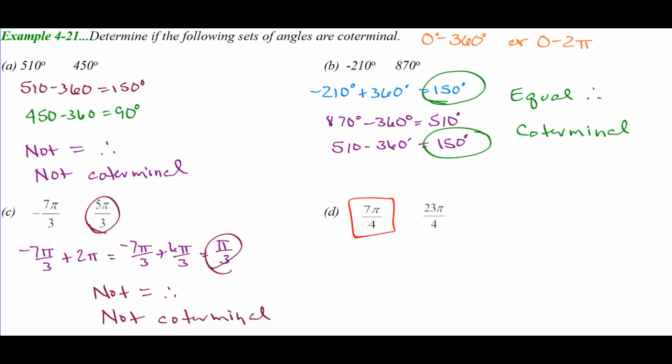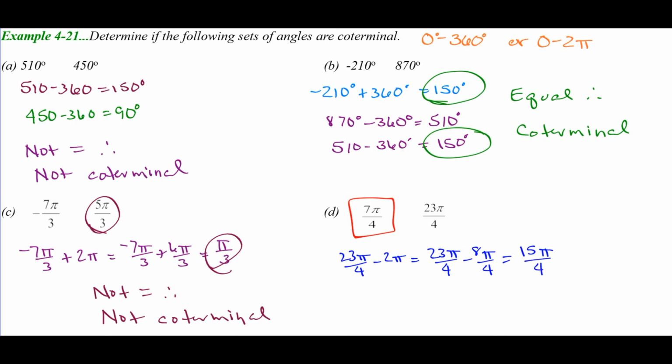Okay, last example, 7 pi over 4 is between 0 and 2 pi, so I'm going to leave that. Again, if you're not sure, just do 7 divided by 4 on your calculator. You get 1.75, so 1.75 pi is between 0 and 2 pi. 23 pi over 4, hopefully you realize, is not between 0 and 2 pi, so we're going to do 23 pi over 4 minus 2 pi, which is really going to give us 23 pi over 4 minus 8 pi over 4, which gives us 15 pi over 4.